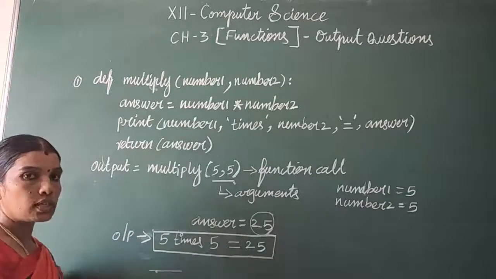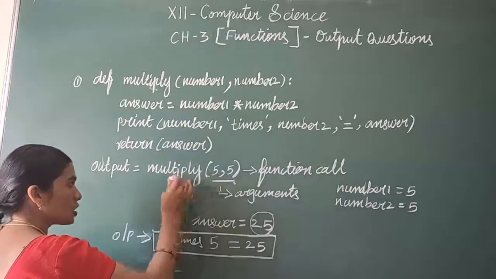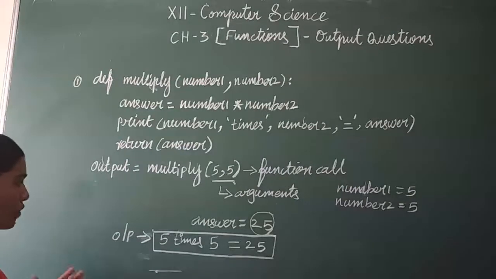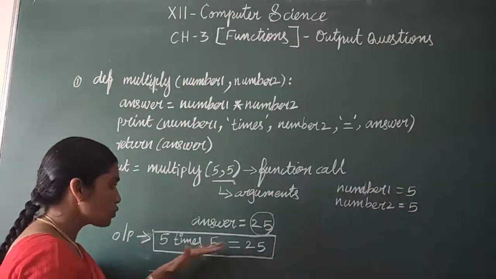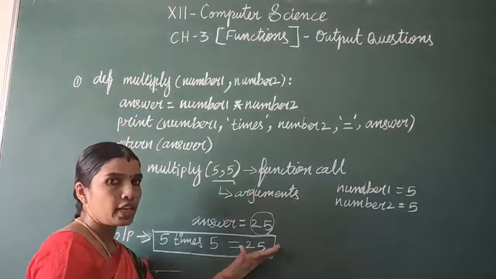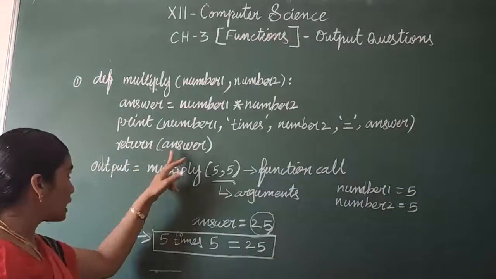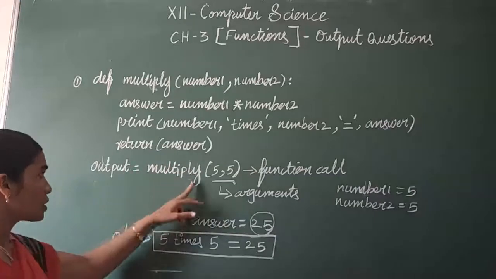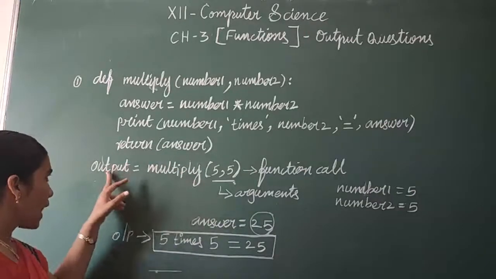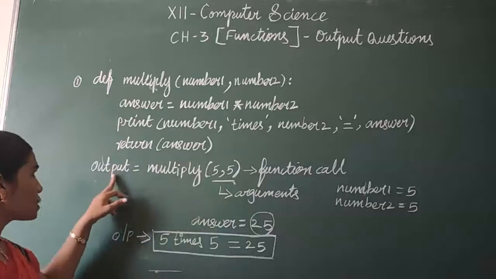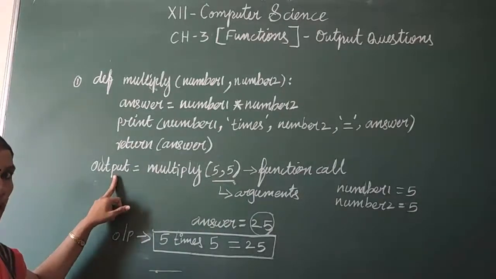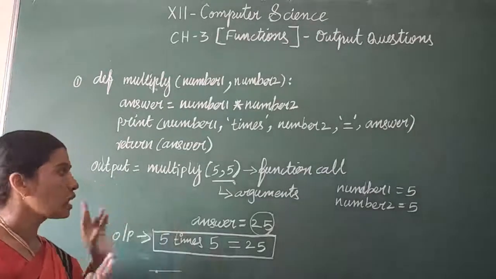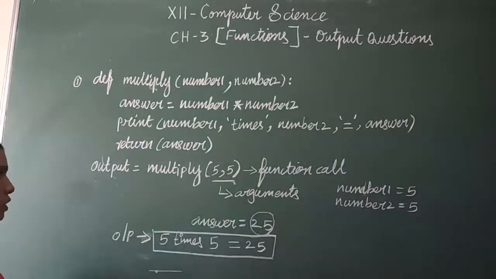Again the output is returned to this function call. Did you understand? So what type of output have we got? 5 times 5 is equal to 25. Here, return answer just returns the result to this function call. So the value 25 is stored in, that is assigned to, this variable output. Did you understand? Okay.